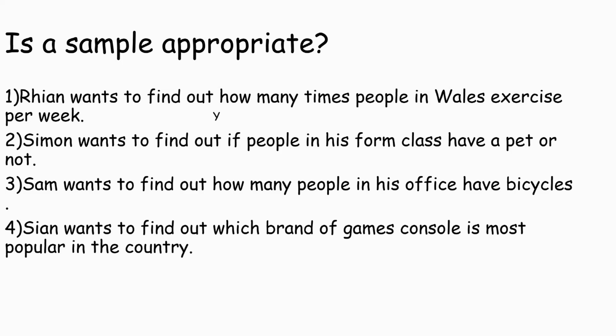Simon wants to find out if people in his form class have a pet or not. A sample would not be appropriate. You may as well just ask everyone in the form class. Sam wants to find out how many people in his office have bicycles. Again, I would say he could ask them individually. Unless it's an extremely large office, then a sample would not be appropriate. Sean wants to find out which brand of games consoles was popular in the country. Again, a sample would be appropriate there because of the number of people in the country.